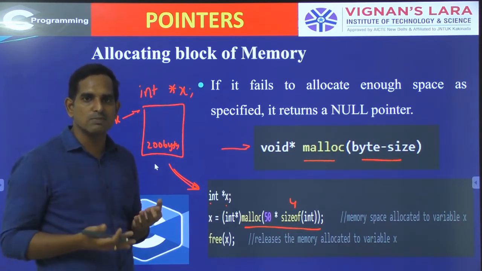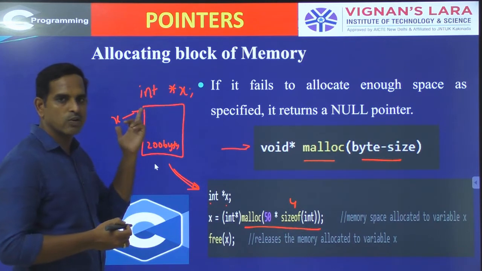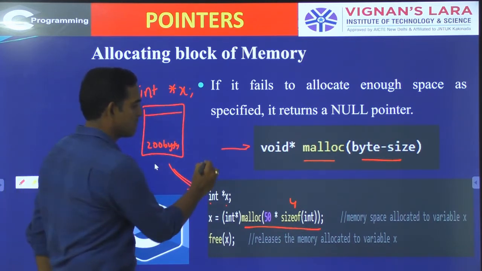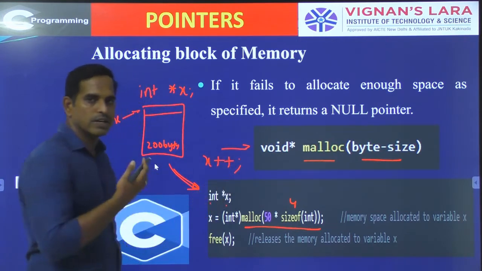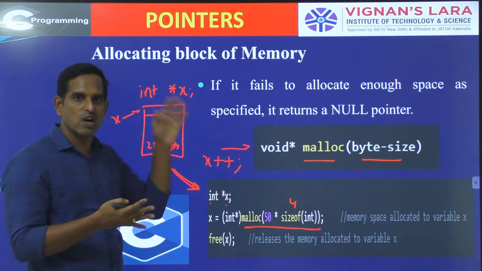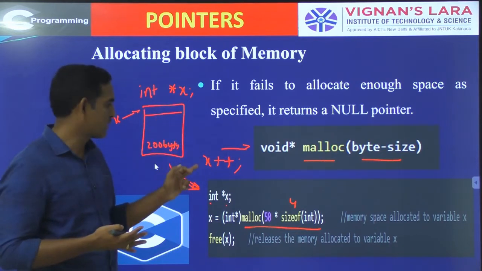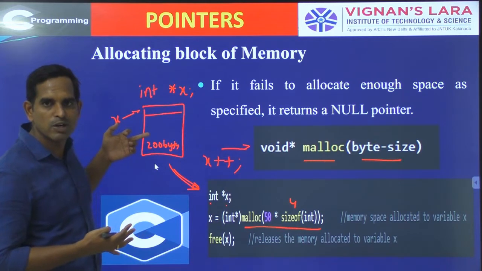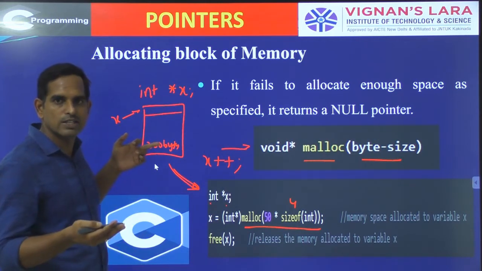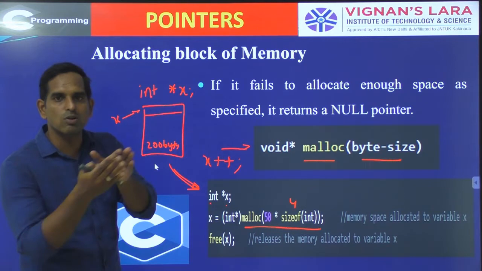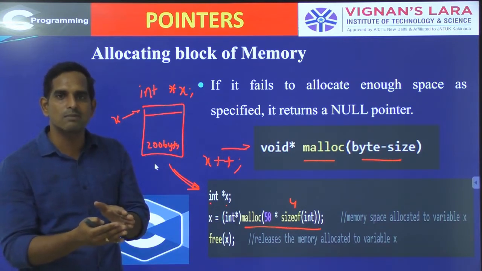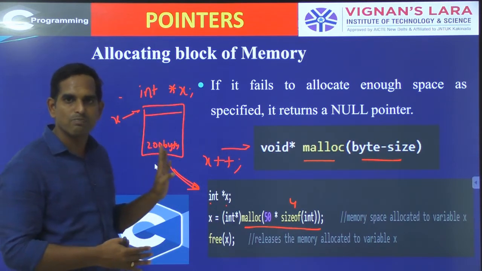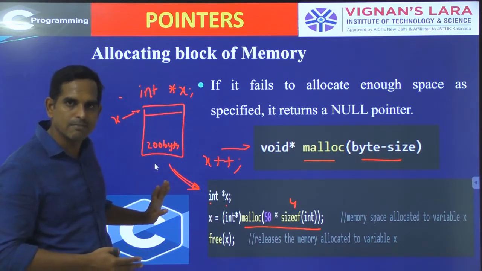Once after using this allocation, your x will be pointing to the first memory location, or the first integer. If I perform x++, that is your pointer incrementation, which you have seen in pointer arithmetic, it will point to the next integer present in your memory. If you increment your pointer, it will go to the next possible integer memory. In that manner, you can go through all the 200 bytes of memory, from the starting to the ending bytes.